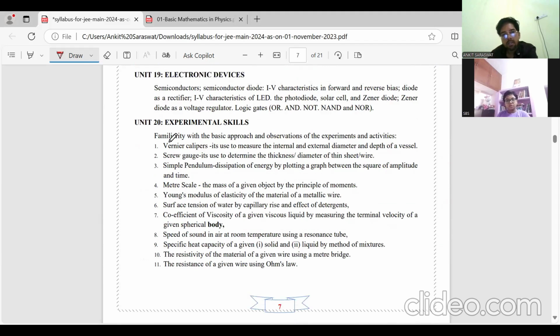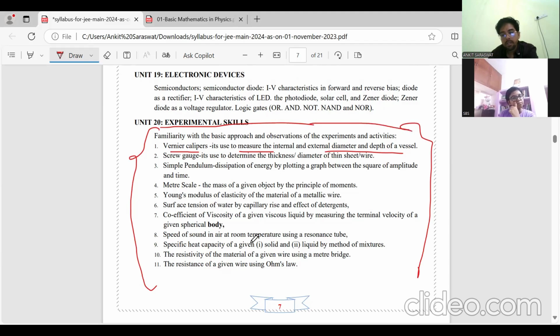These are the questions you will learn when you are in class 11th. I'm not going to discuss vernier caliper currently, but later I will. I will discuss these with you once you reach class 11 because you have a lab. They will take you to the physics lab, and at that time it will be more clear. Clear? So, familiarity with the basic approach and observation of the experiment and activity.